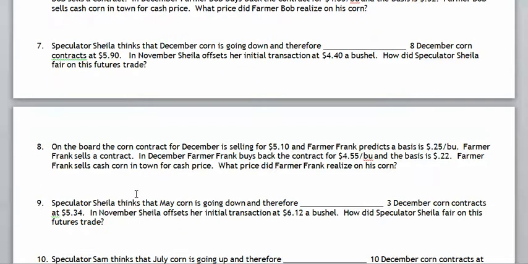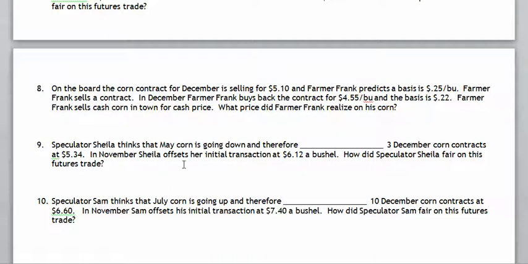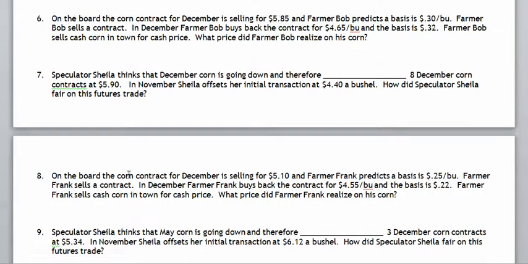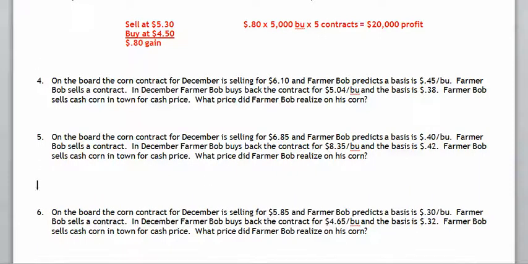The rest of the problems are very similar. Try to find one here where market comes up. Let's see here, right here. Let's try problem 5 quick, and we'll see where market changes. On the board, contract for December is selling for $6.85, and Farmer Bob predicts a basis of 40 cents. Farmer Bob sells a contract.